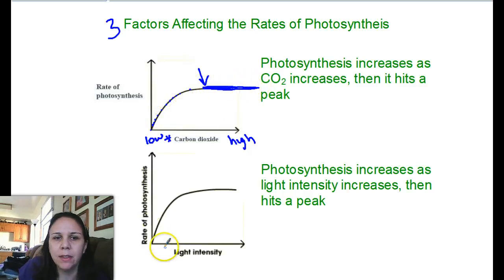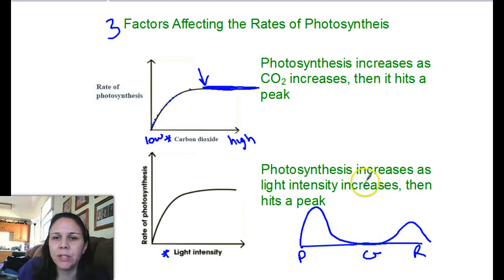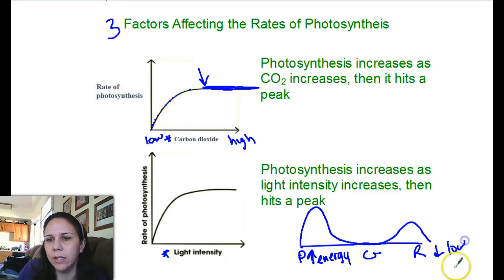Okay? The next one is light intensity, and this has to do with how bright it is outside, but also has to do with the color of light as well. So I'll draw a little line here. If this is the purples and these are the reds over here, we know it really likes the purples and the blues, doesn't like green, but it kind of likes red. So green's right there. Over in the purple side is high energy, and over here is lower energy. And so we can see that they like these colors the best, and that light intensity.